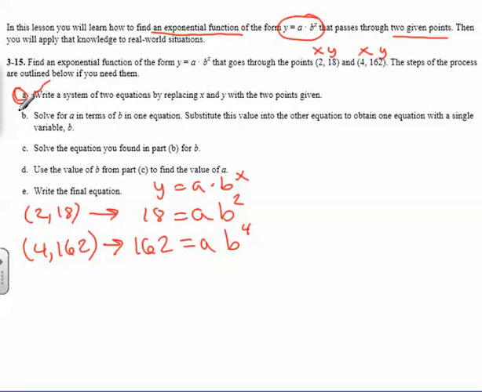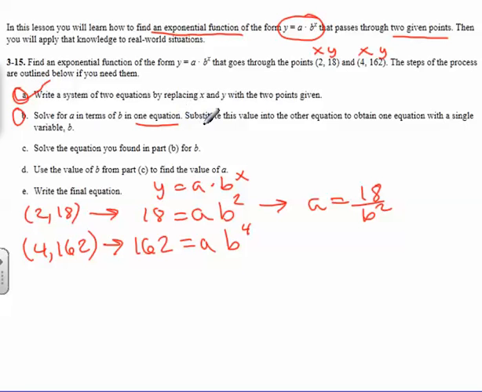Next, b. Solve for a in terms of b in one of the equations. Doesn't matter which one, let's just choose one. So solve for a in terms of b. What does that mean? Solve for a. Well, that means get a all by its lonesome, all by itself. So I'm going to use this one to do that. To get a by itself, I would divide both sides by b squared. So I'm going to end up with a is equal to 18 over b squared. There, did it. Okay, so that's that part.